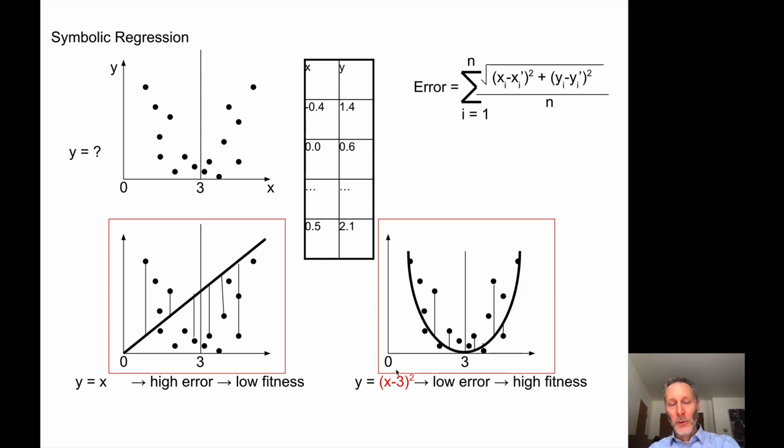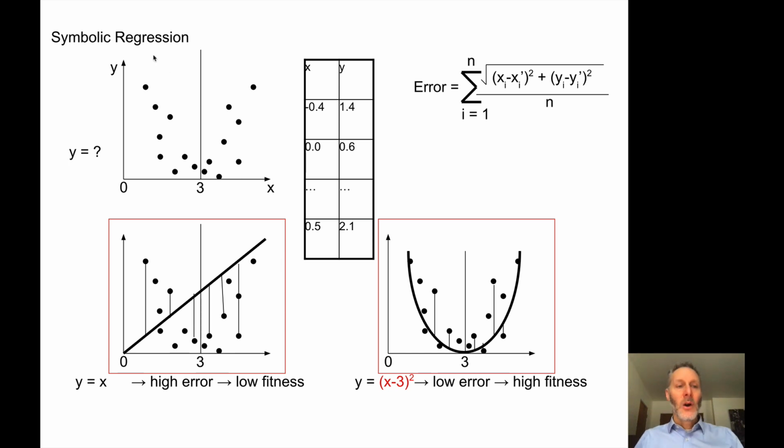Hopefully you were able to work this out in your head. It's okay if you couldn't. Here's a second equation, and let's imagine this evolutionary algorithm actually discovered this equation. This particular equation gets low error, or high fitness if you want to think about it that way. And you can see that visually. The observations now are closer on average to this equation than this one.